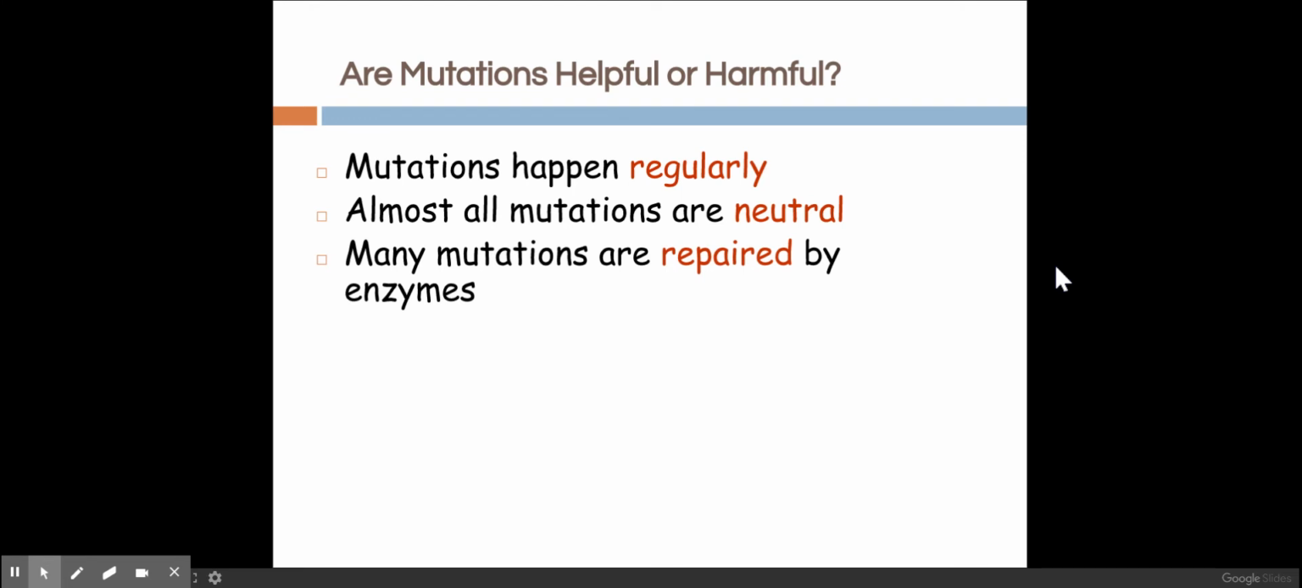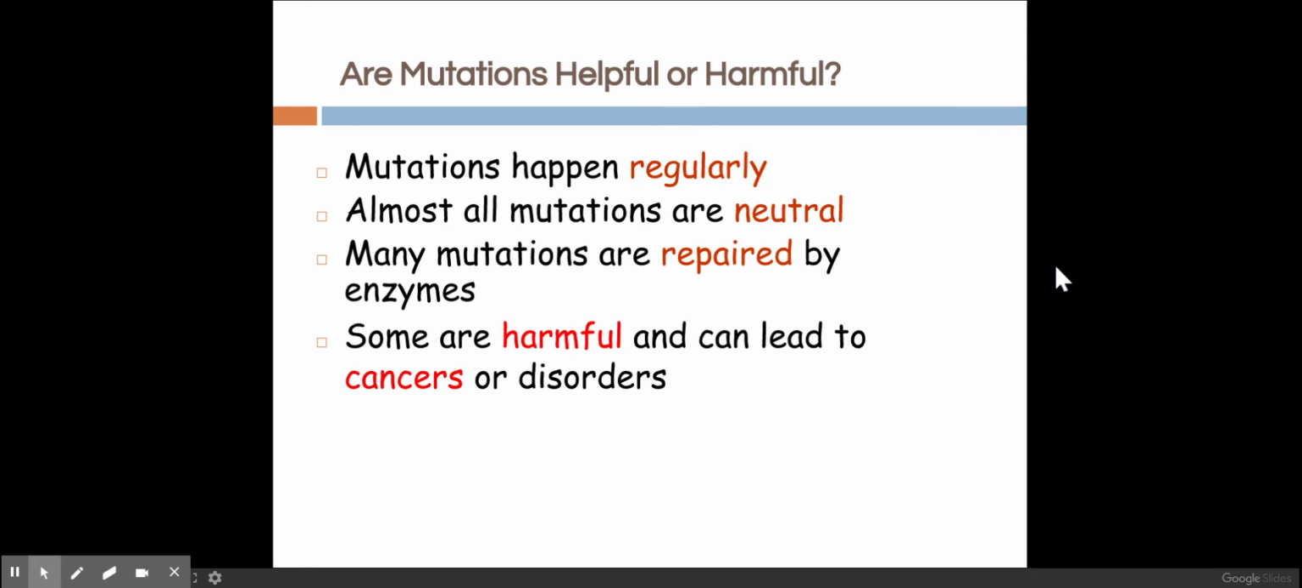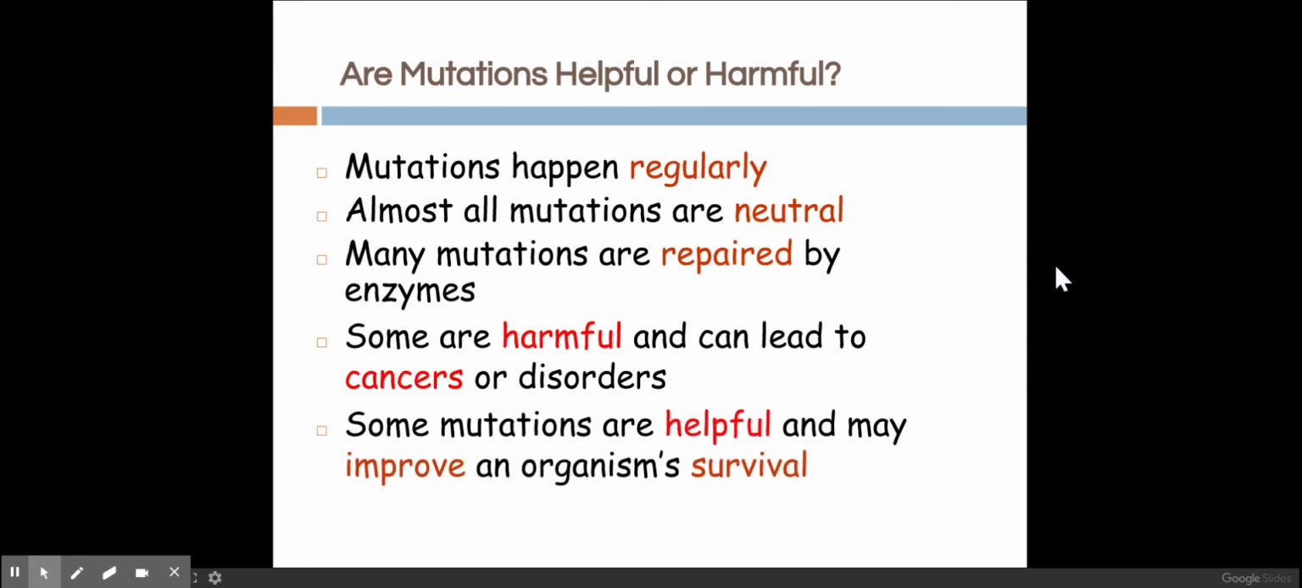Again, many get repaired, but some can be harmful, and they can lead to disorders or cancers when the cells start growing out of control. Other mutations can actually be helpful. All of the variation that you see around you, whether it be in eye color or blood type, those are all the results of a mutation.